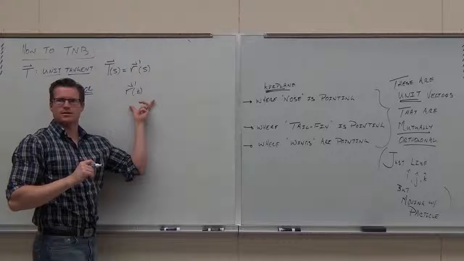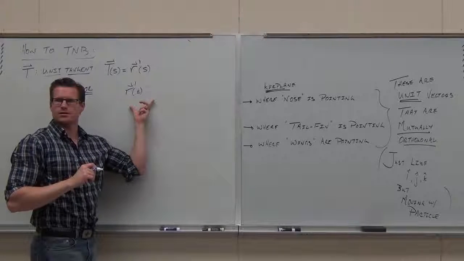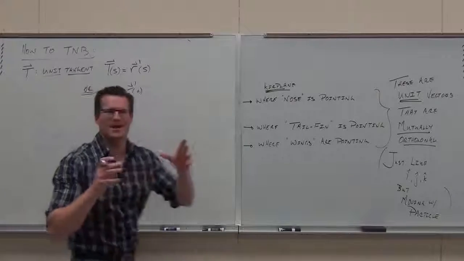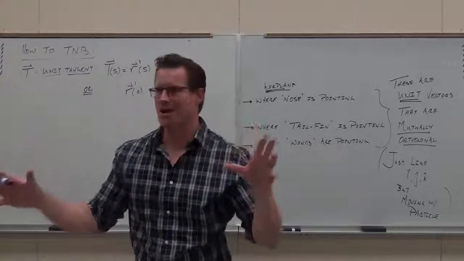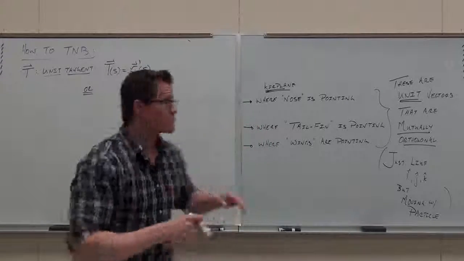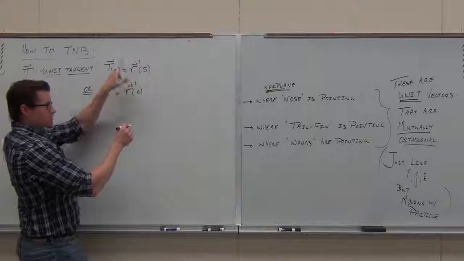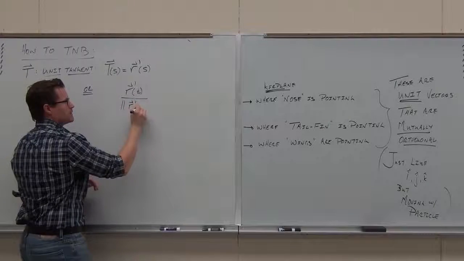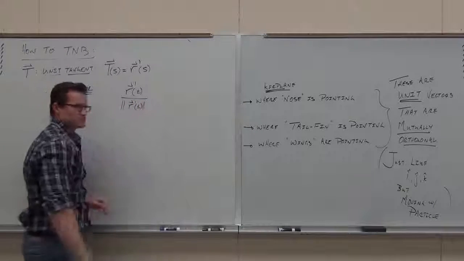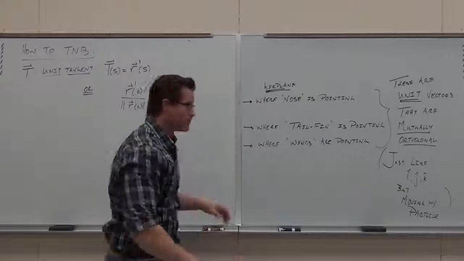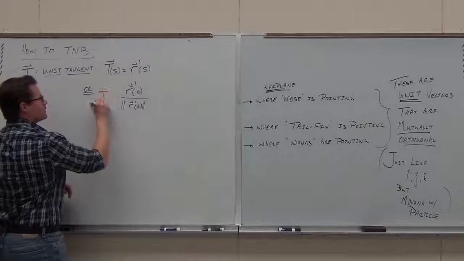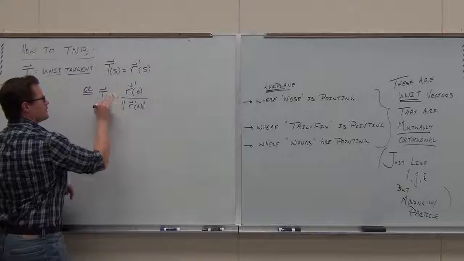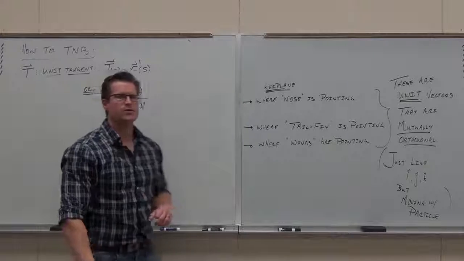Is this necessarily a unit tangent? How do I find a unit vector for any type of vector? What do I do? Divide by the magnitude. So if I find a vector function, take a derivative, divide by the magnitude of that vector function, this is also the unit tangent.